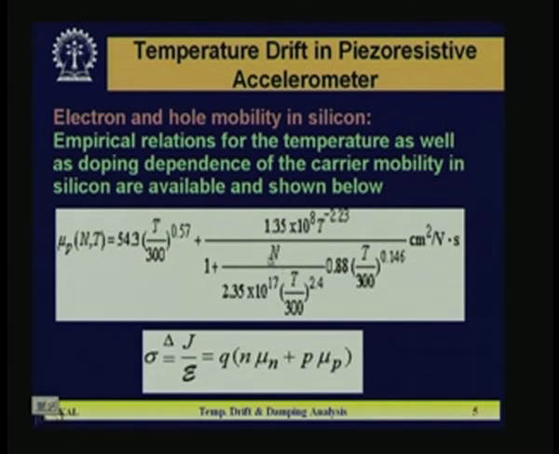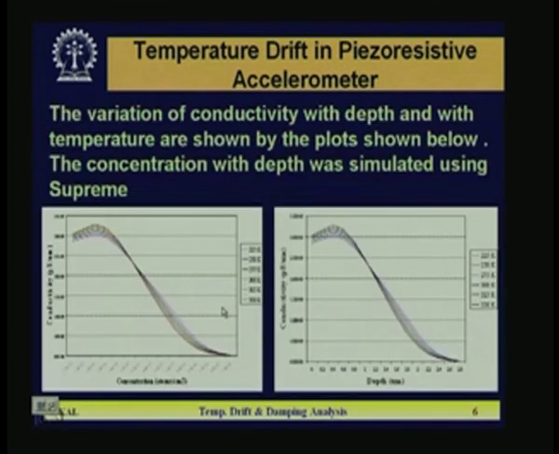For a fixed value of N, you can see that for temperature change the mu will change, and if mu changes, the conductivity, which is J by epsilon, where epsilon is the field, is q(n mu n plus p mu p), where q is the electronic charge, n and p are the doping concentrations, and mu n and mu p are electron and hole mobility. So, mu n and mu p will change, so sigma will change, and sigma change means resistance will change. If you calculate that variation, the plot looks like this.